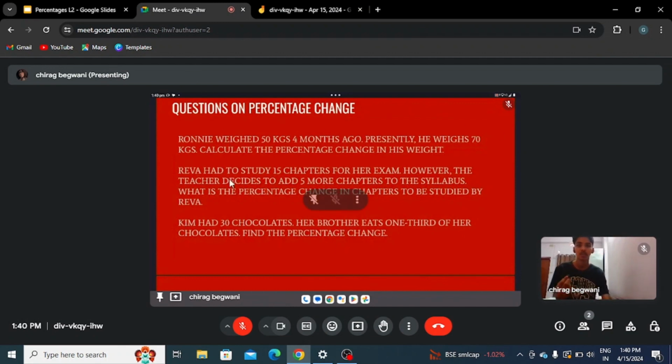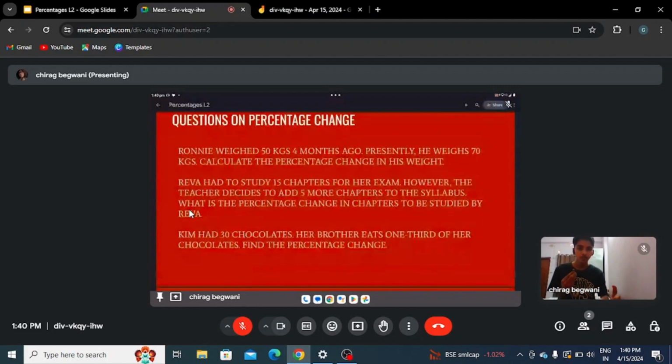Now next one, let's do another one. It'll be clear. Reva had to study 15 chapters for her exam. However, the teacher decides to add 5 more chapters to the syllabus. What is the percentage change in chapters to be studied by Reva? I've taken smaller numbers here because first we're trying to make the concepts perfect. Usually you'll have slightly bigger numbers, slightly tougher numbers, but we'll do this anyway, right?